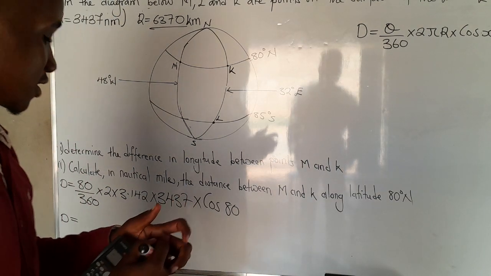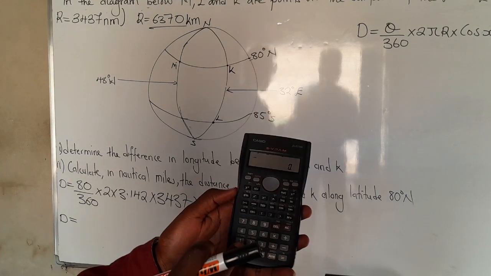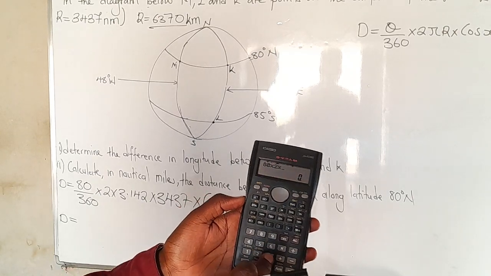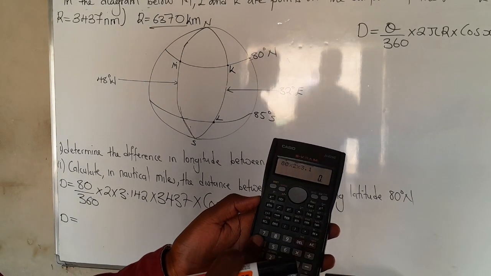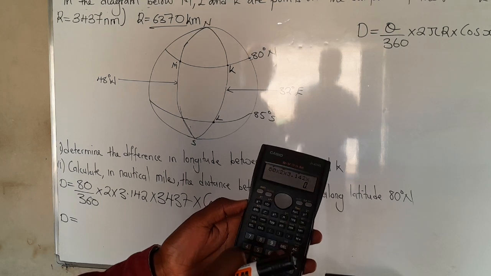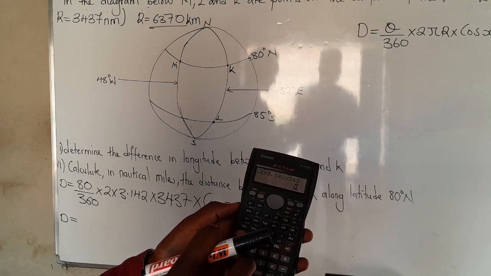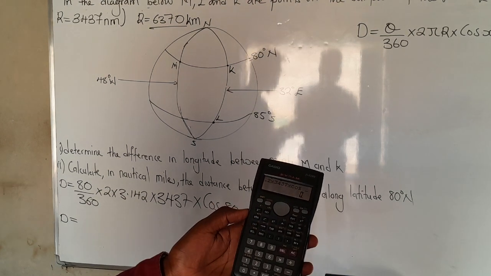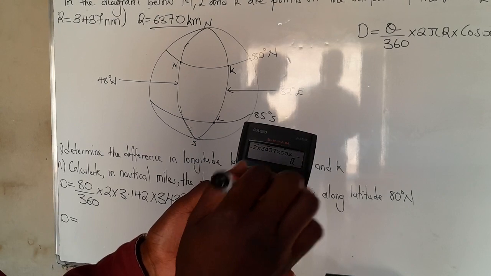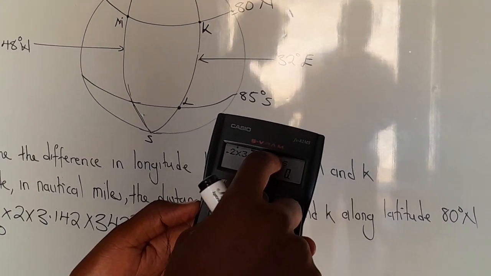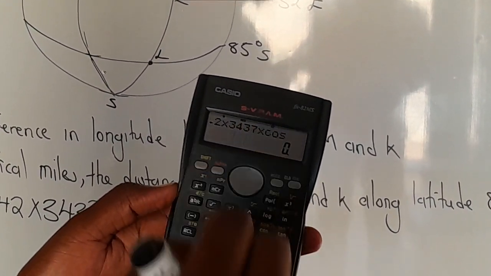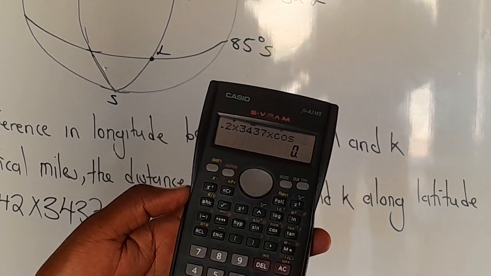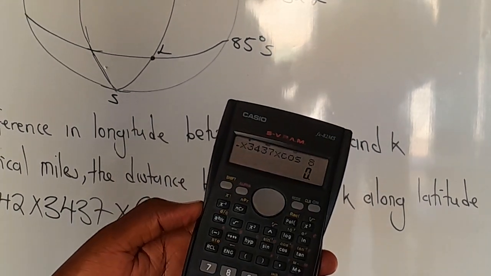So this is how you punch. Hope you follow my steps very well. You say 80 times 2 times 3.142, times 3437, then times cos on your calculator like that. Make sure your calculator reading there is D, which is degrees, because some calculators may be in rads and you don't want to have your calculator in rads. So times cos 80.